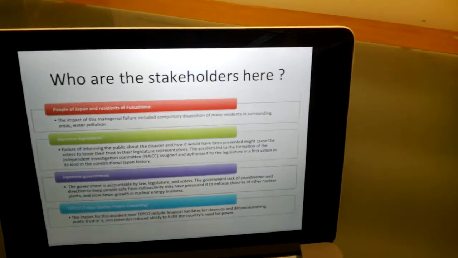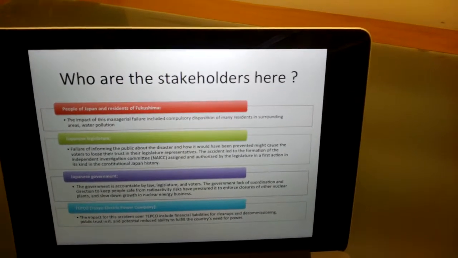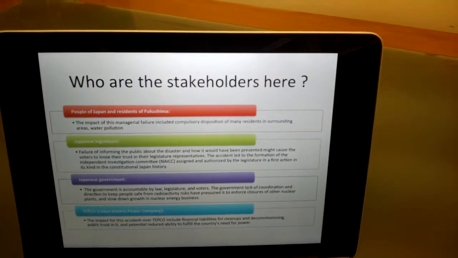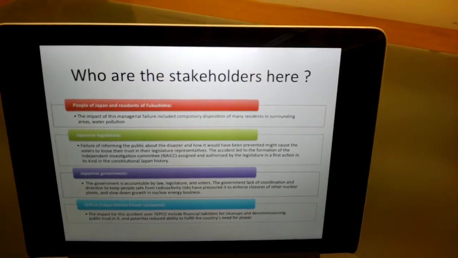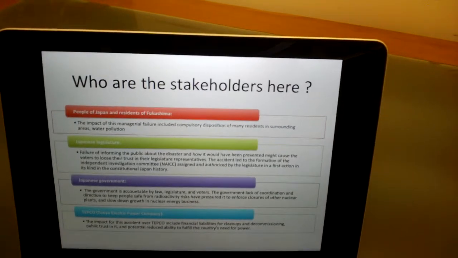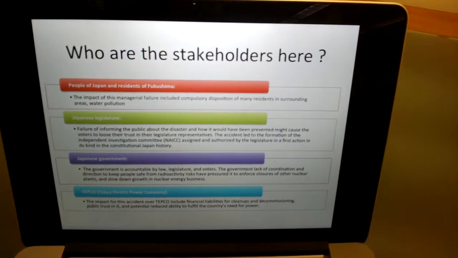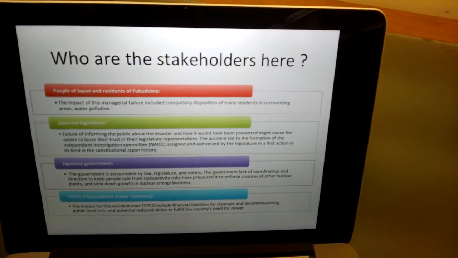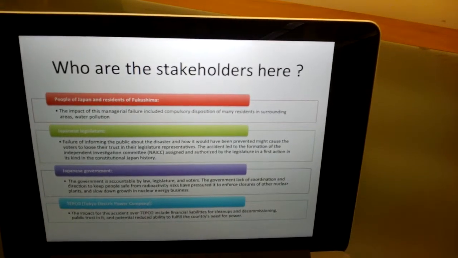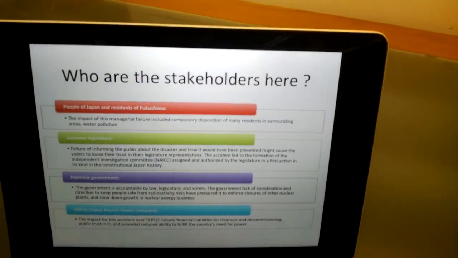So who are the stakeholders here? After going through a very basic balanced scorecard evaluation of what kind of performance measures could have been accounted for, I identified 4 stakeholders. We have the people of Japan and residents of Fukushima. They've been impacted by evacuation and by losing their houses for more than 2 years, along with the water pollution that happened.